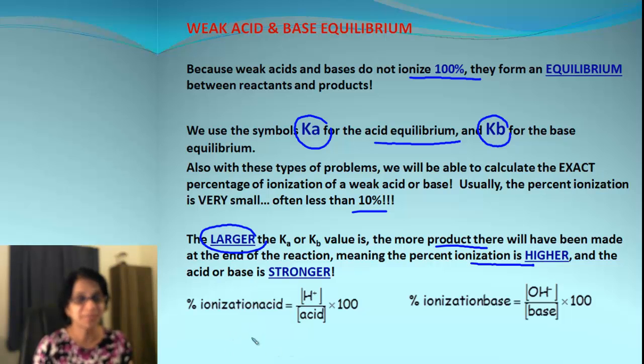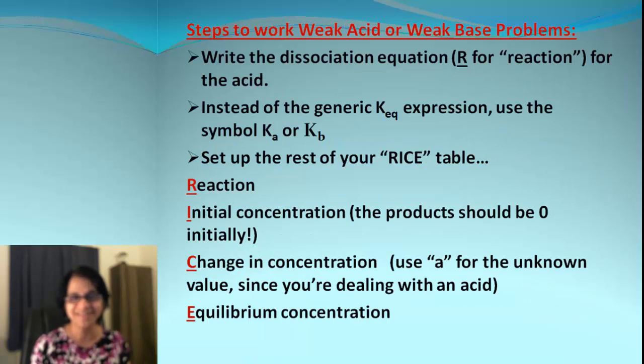So how do we define percent ionization? It is the concentration of hydrogen ion over the concentration of acid, times 100. Or if it's a base, we only change it to hydroxide over the base concentration, and that times 100.